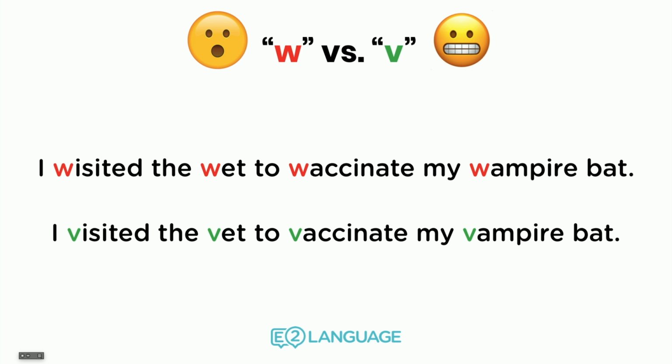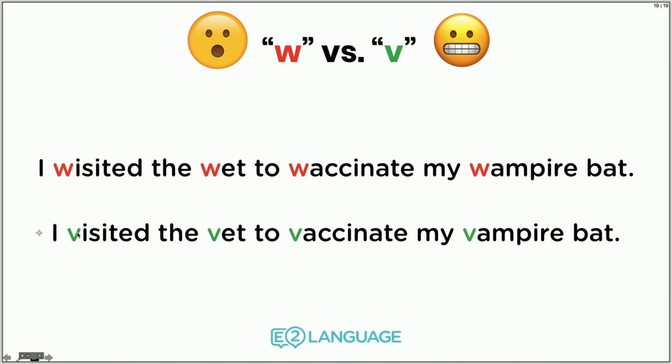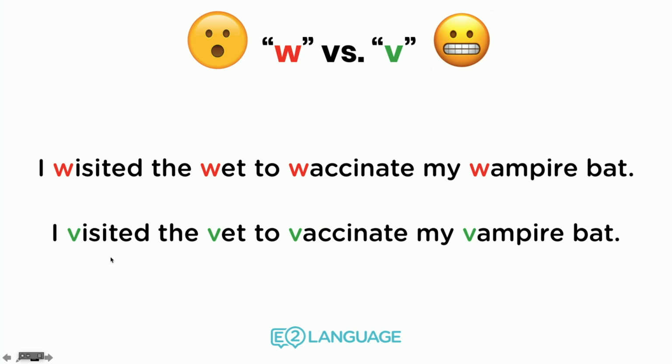Okay, let's do some sentences here, some tongue twisters if you like. So let me read the correct one. I visited the vet to vaccinate my vampire bat. I visited the vet to vaccinate my vampire bat. Okay, this is incorrect. I visited the vet to vaccinate my vampire bat. So try to do the v sound.